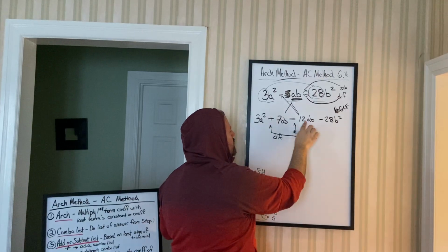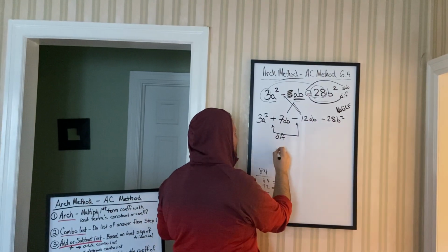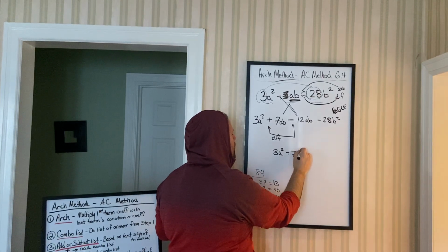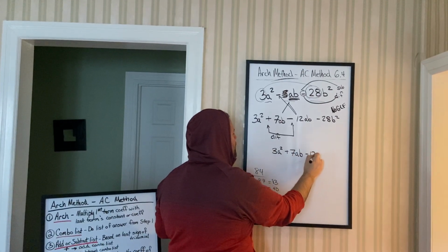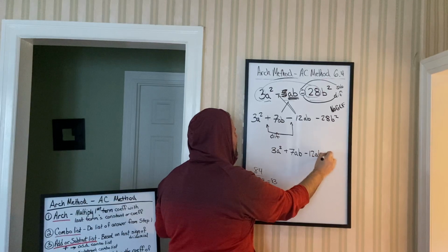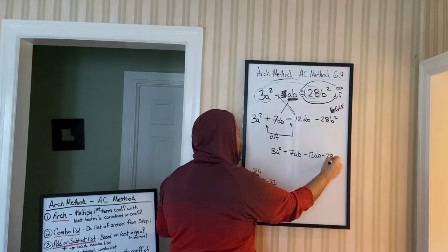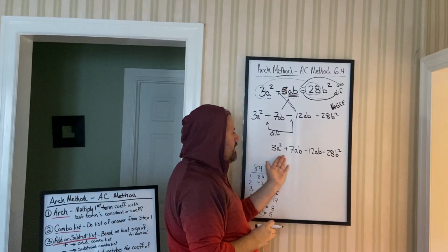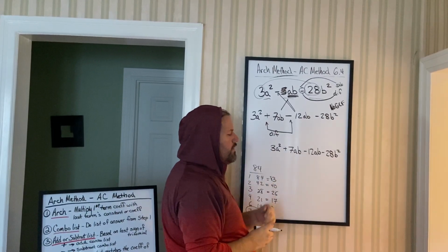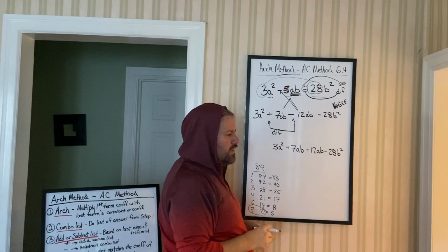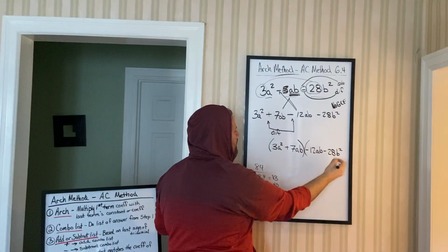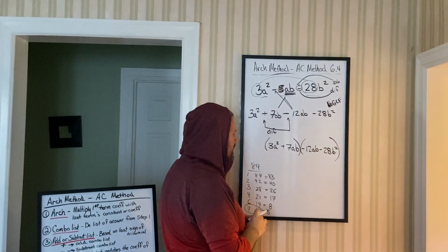Now that you have 1, 2, 3, 4 terms, I'll write it out again. We are done with the arch method. You might be saying, wait, there's no parentheses. That's the whole goal. You don't do any parentheses with the arch method. You set it up to be 4 terms so that we can do the grouping method. Grouping method says we're going to do parentheses around the first 2 terms, parentheses around the last 2 terms.